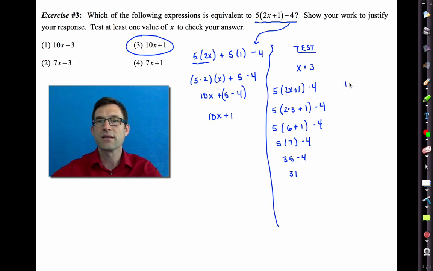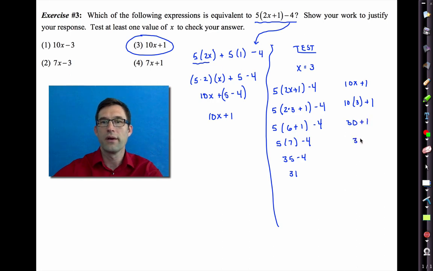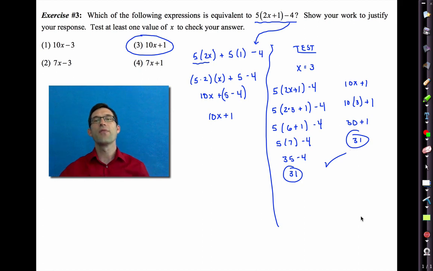Now let's test 10x plus 1. Right? So 10 times 3 is 30. 30 plus 1 is 31. Look at those two. They're the same. So that is an excellent check. In fact, some would argue it's one of the ways that you could do the problem.